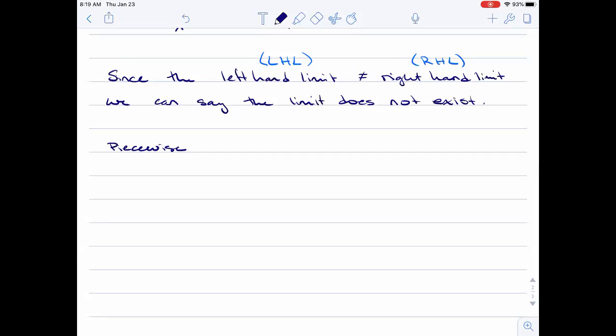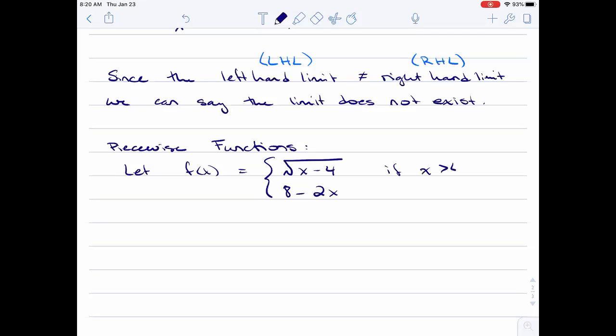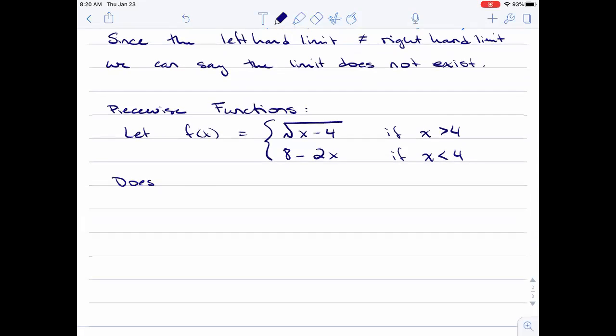So if we have piecewise functions, we can look at their limits as well. And so if we let f of x be a piecewise function: the square root of x minus 4 if x is greater than 4, and 8 minus 2x if x is less than 4. Does the limit as x goes to 4 of f of x exist?